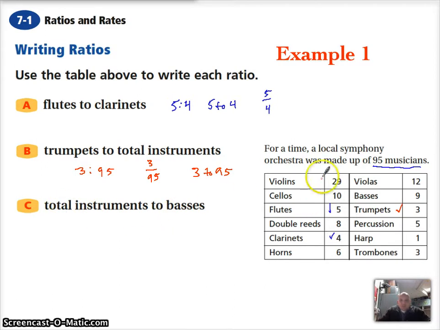Finally, we have total instruments to basses. So that's going to be 95 to the number of basses. We've got basses up here, it's 9. 95 to 9, we can write that a couple different ways. Remember, the order matters, 95 to 9.